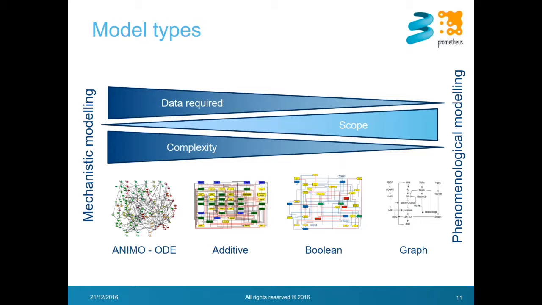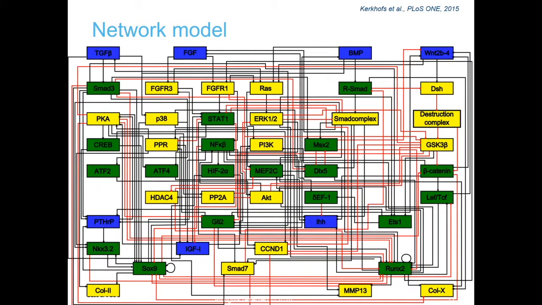Now, the middle ground that we've taken is the additive network. The additive modeling is based on Boolean models, but with some additional features, as I will explain in a little bit. What you see here is the network model that we have, a simplified representation of some of the signaling pathways that are involved in chondrogenesis of the growth plate.